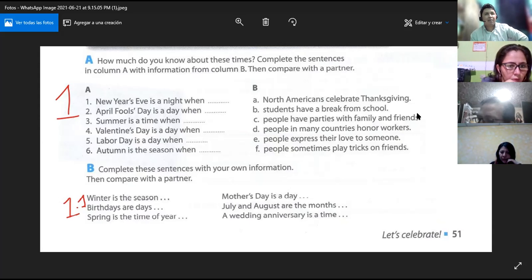Autumn is the same as fall. It's when the leaves of the trees fall. Teacher, in this case, autumn is the season when North Americans celebrate Thanksgiving too, right? That is correct. It's in autumn because after Thanksgiving the winter begins, basically. Remember that Thanksgiving is celebrated on the third Thursday of November, and that's not considered winter yet. Winter starts in December.